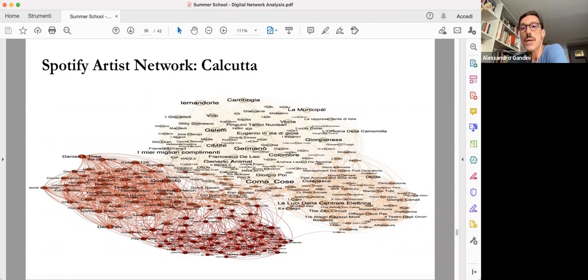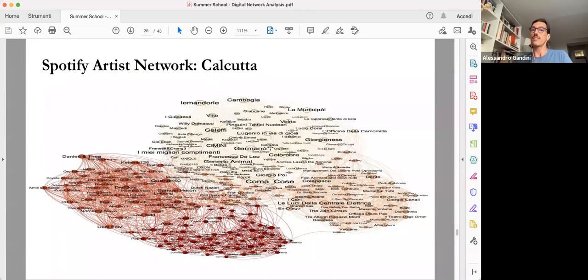relatively genre-conventionally different genres here. On the right-hand side in orange, we have the first wave of indie artists, who were young when I was young. Then we have a cluster of hip-hop on the red side, hip-hop and trap artists. And on the top, in yellow, we have newer indie artists.